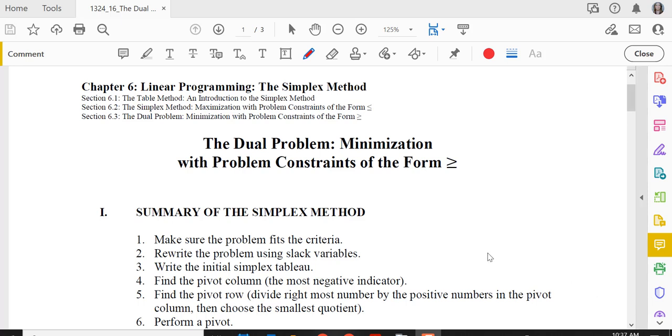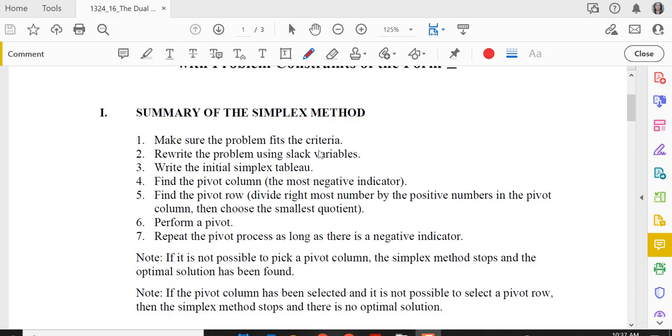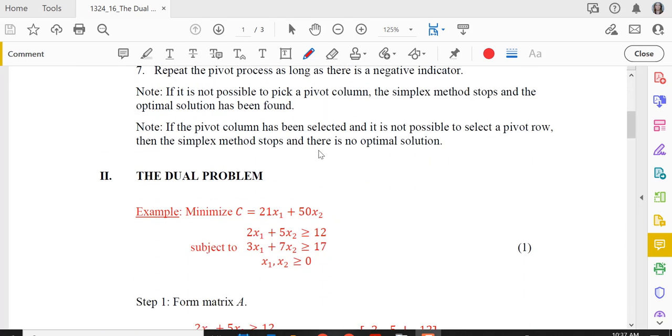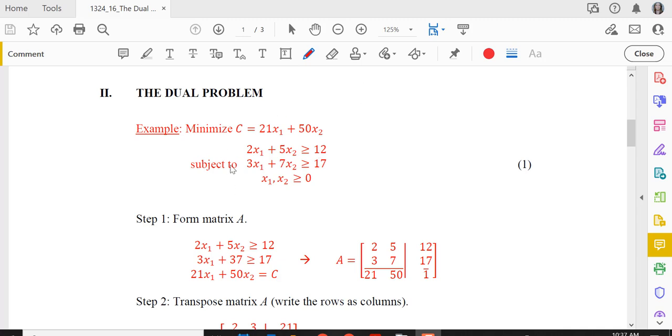Okay, real quick, we're back in chapter 6. We're on the dual problem, which is minimization. And I gave you a quick summary of the simplex method. You can read through it if you want. We've talked about setting the dual problem up, and Roman numeral 2 is how to set it all up.